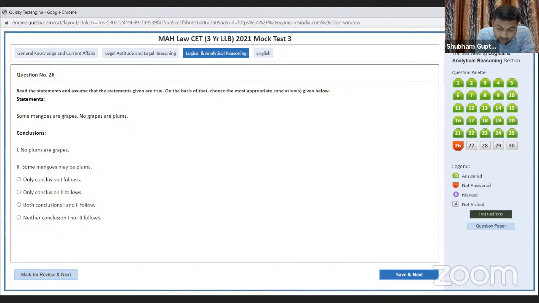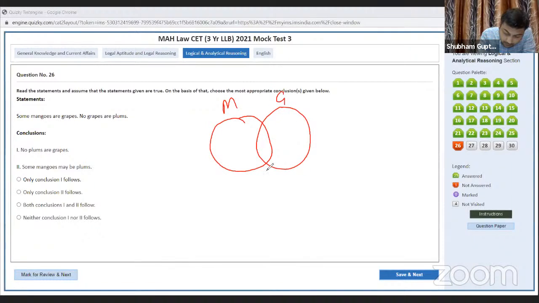Now let's do it very slowly. Some mangoes are grapes, no grapes are plum. No plum are grapes. That is true because it is true from here only. Some mangoes are plums. So it is also possible. So it should have been C.